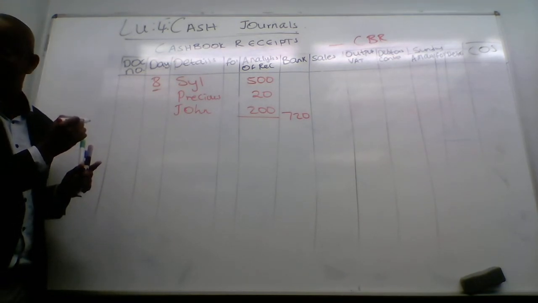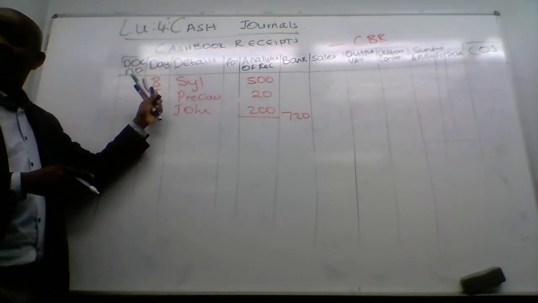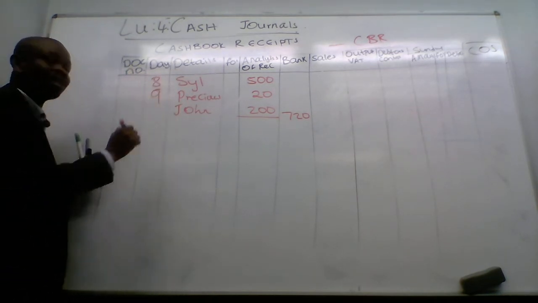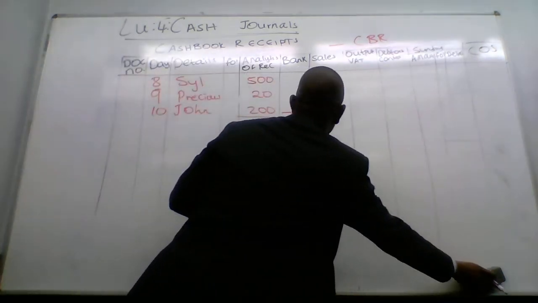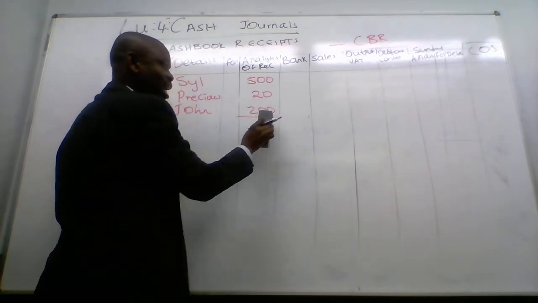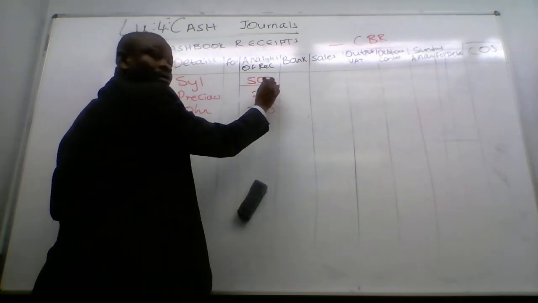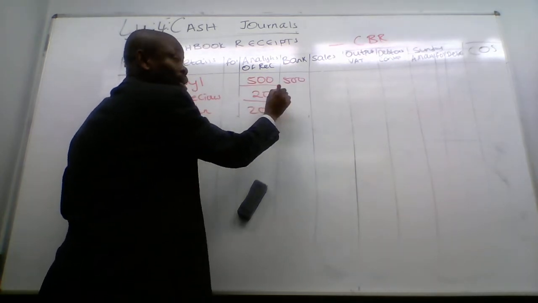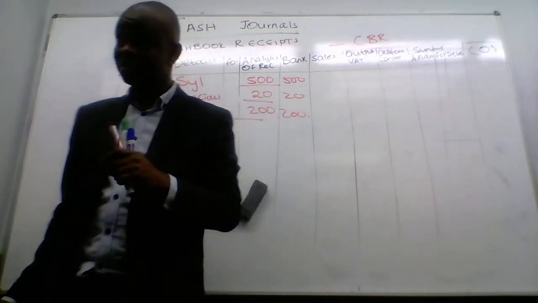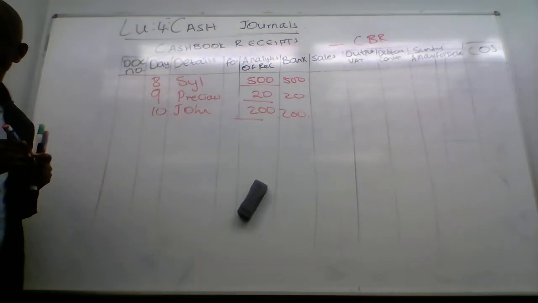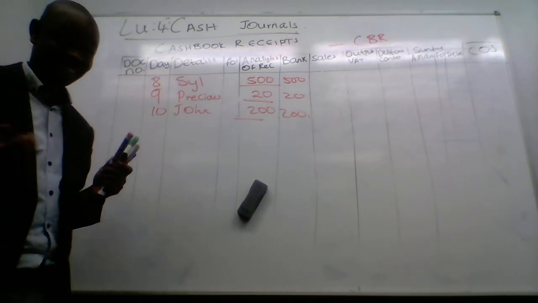Does that make sense? We still have to take an exercise. But what if this was received on the 8th, this one on the 9th, and this one on the 10th? How will it look now? You can't underline after this. You must underline each one. How much? How much? How much? Do you understand the function of the analysis? Are we together?